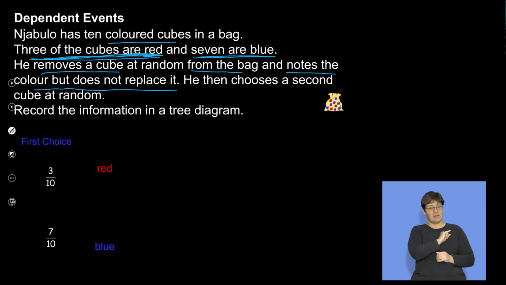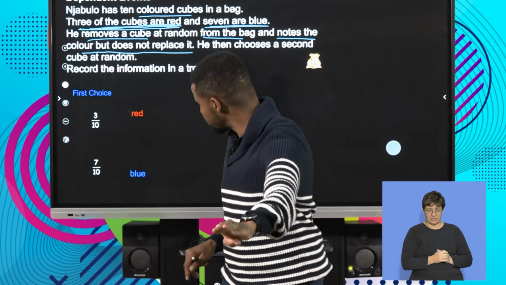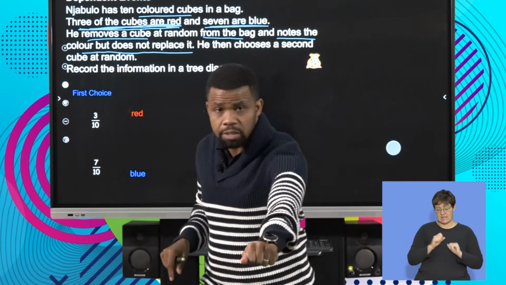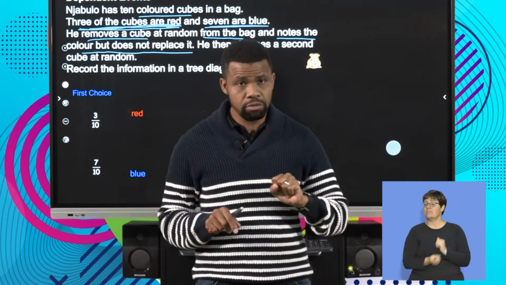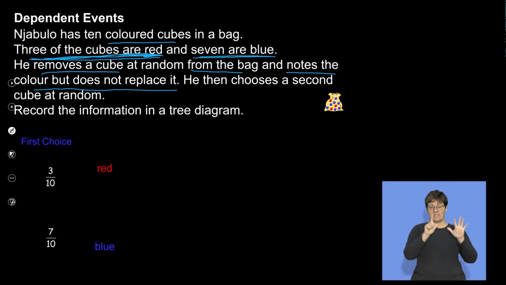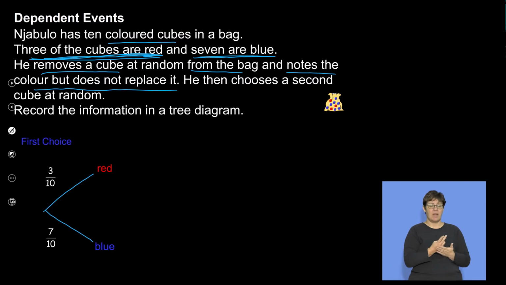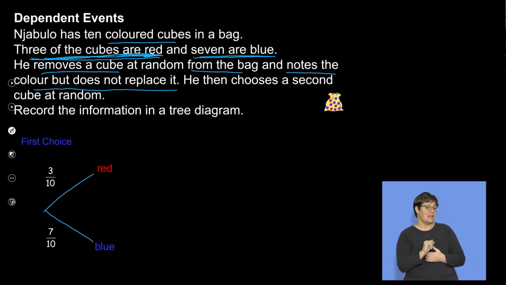Because initially, we still have 10 balls, nothing removed. We have 3 red, 7 blue. What is the probability of getting red? 3 out of 10. What is the probability of getting blue? 7 out of 10. Then you draw your tree diagram. This is what we get. You draw your line. This is red. But now, we don't replace it back. What will change now? Will the probability still stay 3 out of 10?